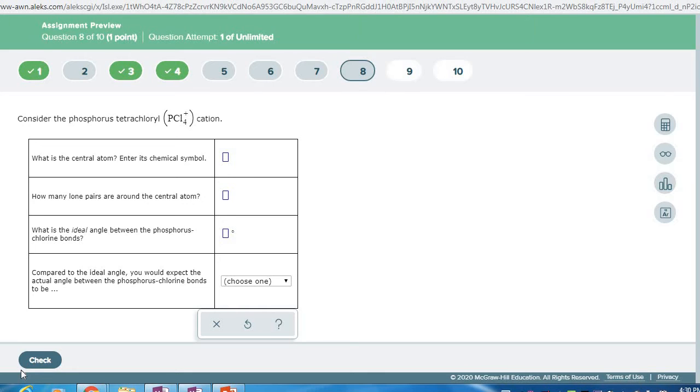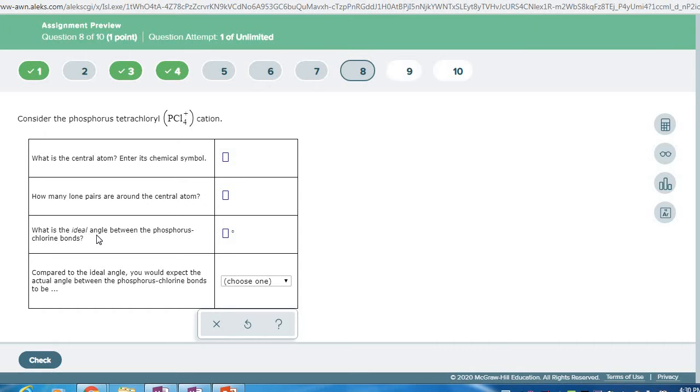Okay, I want to tackle an ALEKS problem like this one. It's asking us to consider this phosphorus tetrachloride cation. It's going to ask us what is the central atom. We should be able to get that one pretty easily. How many lone pairs are around the central atom? We'll have to do some Lewis dot structures to get that.